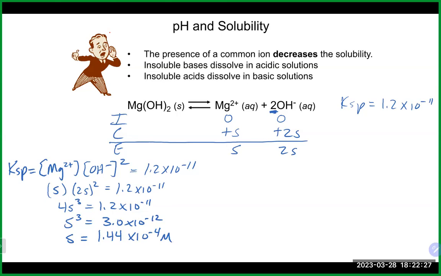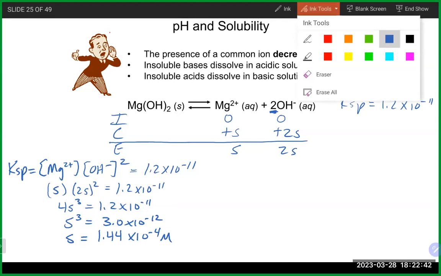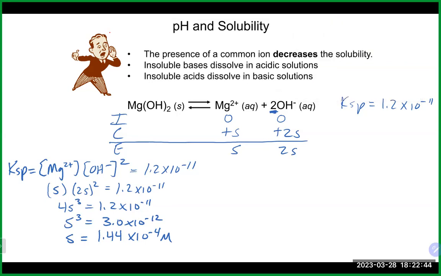First off, any questions on that? That's pretty much very similar to what we've been doing. Okay, so how is this helpful in terms of pH? This is helpful in terms of pH because if we look at our ICE table here, we have hydroxide, right?